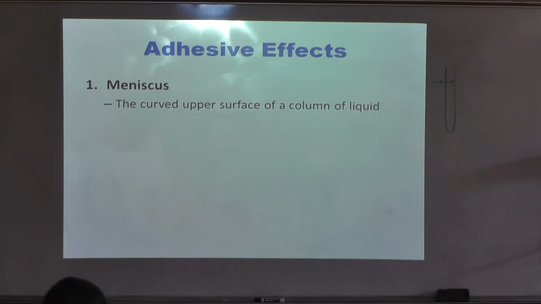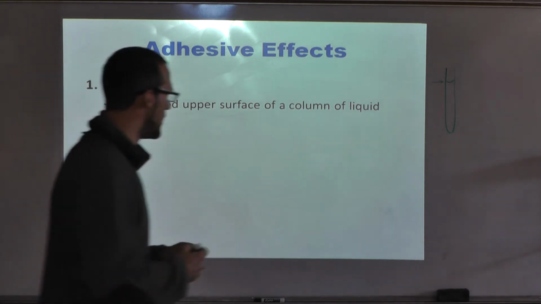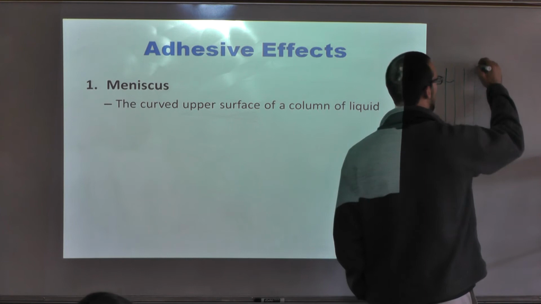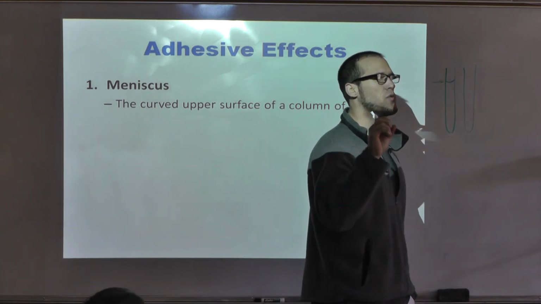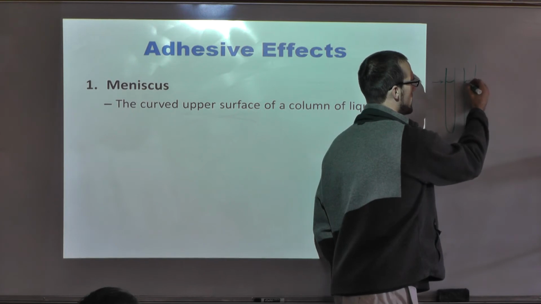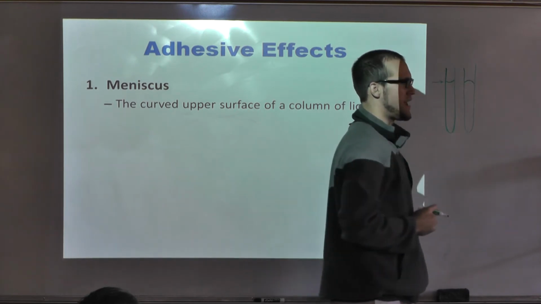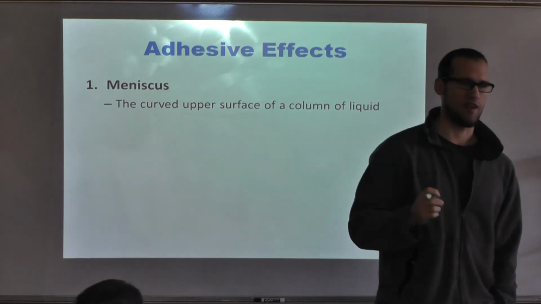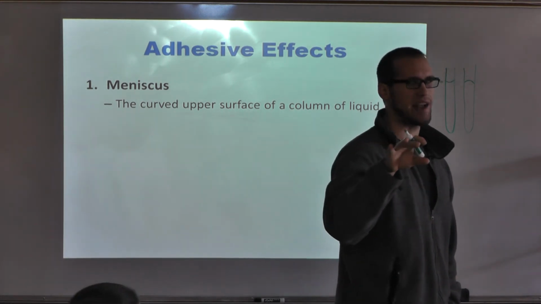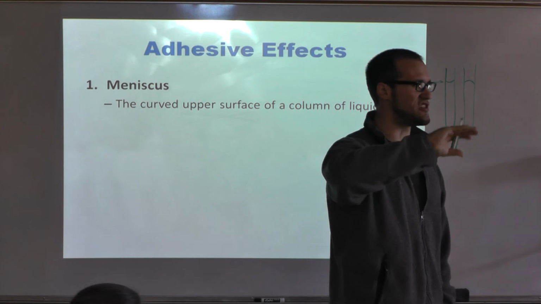Telling me that everything is because of forces and attraction? Yeah, there's a lot of forces in this world. Now listen, if this were Mercury, this is what it would look like. The reason why is because Mercury has such a strong attraction to itself and not very attracted to the walls of the container that it actually will do the surface tension idea.